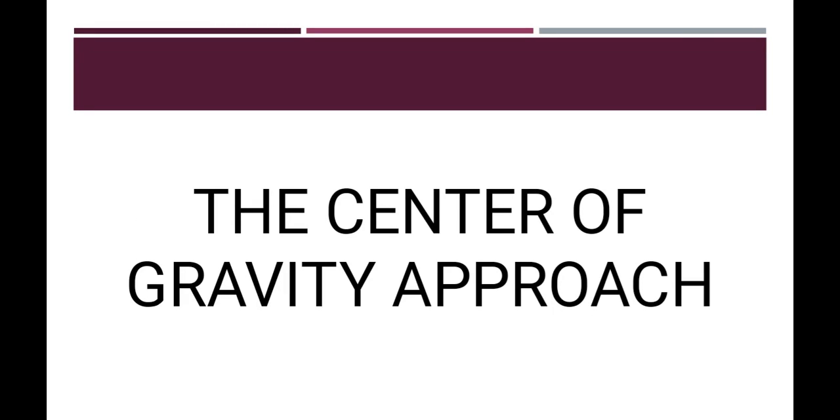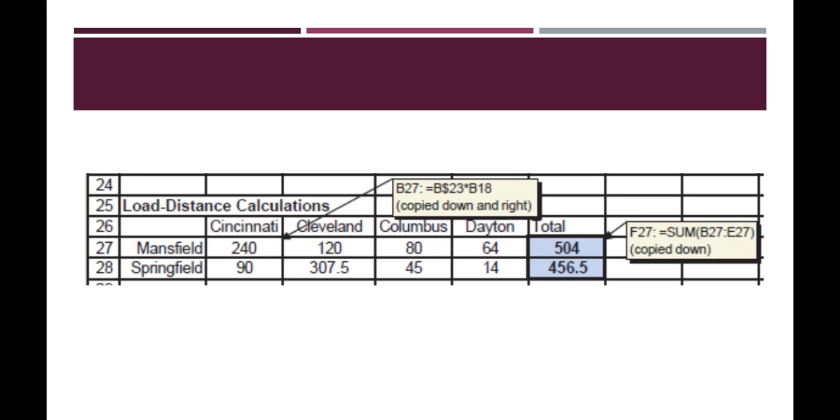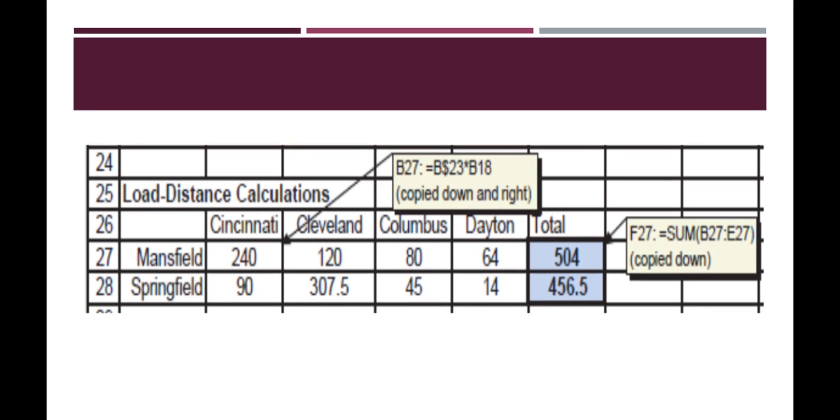The center of gravity approach. When we used the load distance model, we compared only two location alternatives and the load distance was lower for Springfield than for Mansfield. However, we can also use the model to find other locations that may also give an even lower load distance score than Springfield.